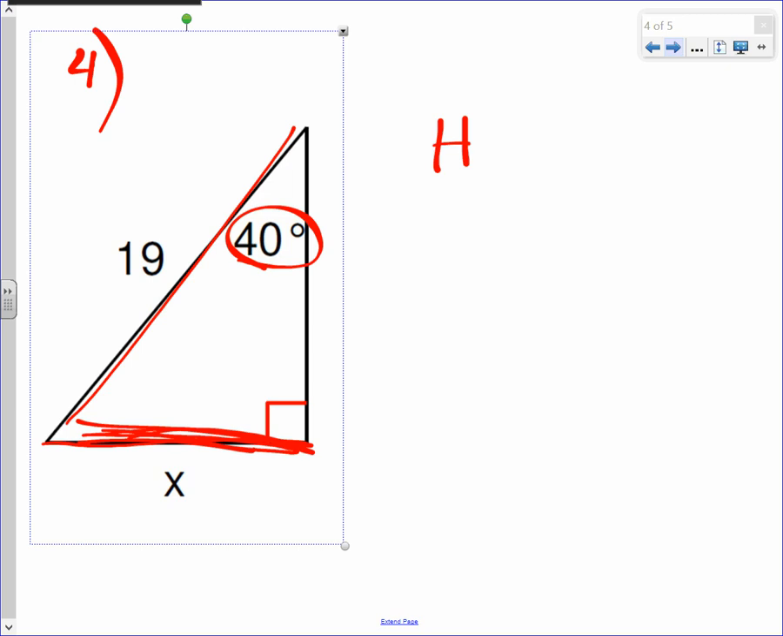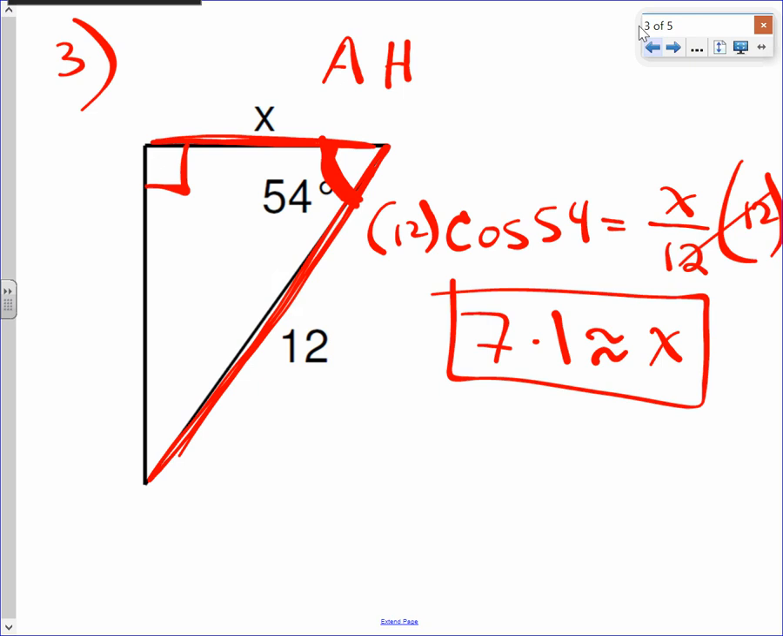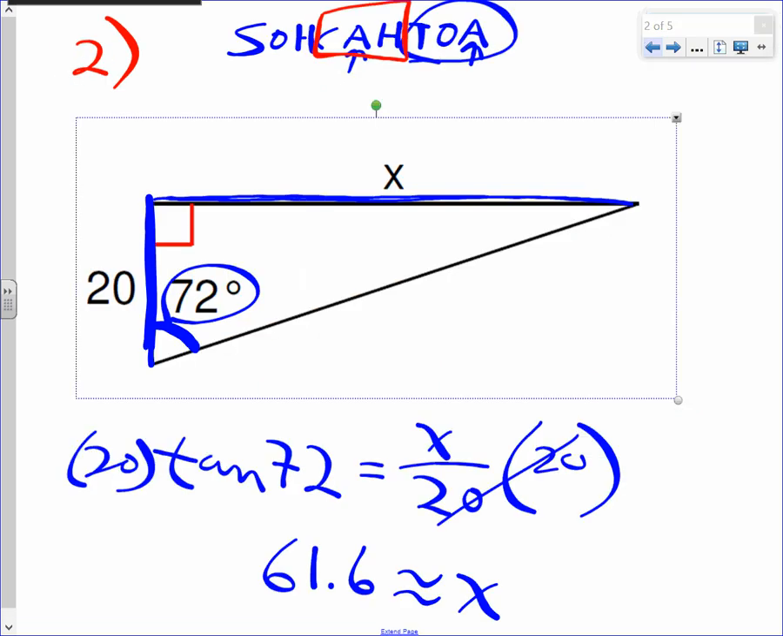Forget the ratio right now. What side is this? Opposite. So I'm dealing with O and H, huh? So we're dealing with sine. Think SOHCAHTOA, we're dealing with sine ratio.